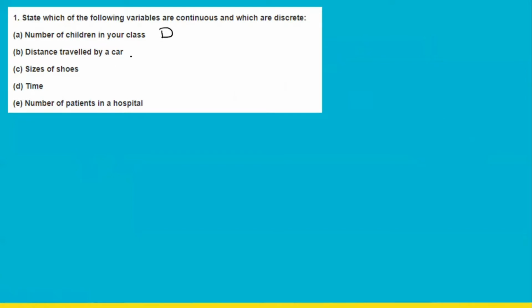The distance traveled by a car can be measured. We may go 23 kilometers, we may go 23.2 kilometers, right? So it varies. That is why it is called continuous, since it is measurable. The size of shoes is a whole number. We say my shoe size is 6, 7, 8. So this is again discrete. Time is something measurable, so it is continuous. The number of patients in the hospital is always a whole number, so that is why this is discrete data.